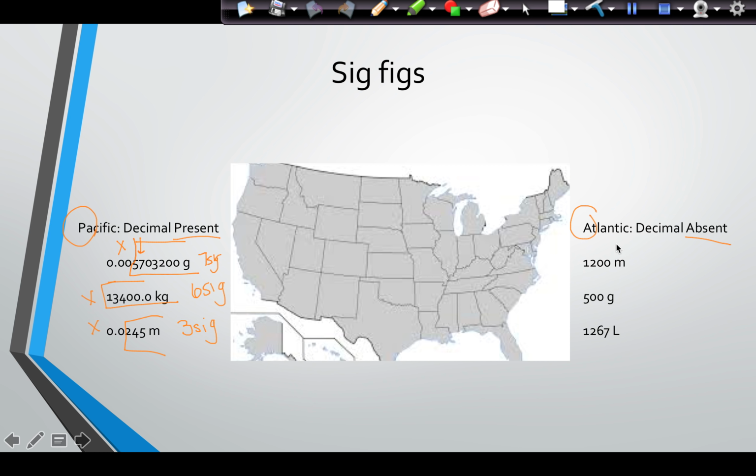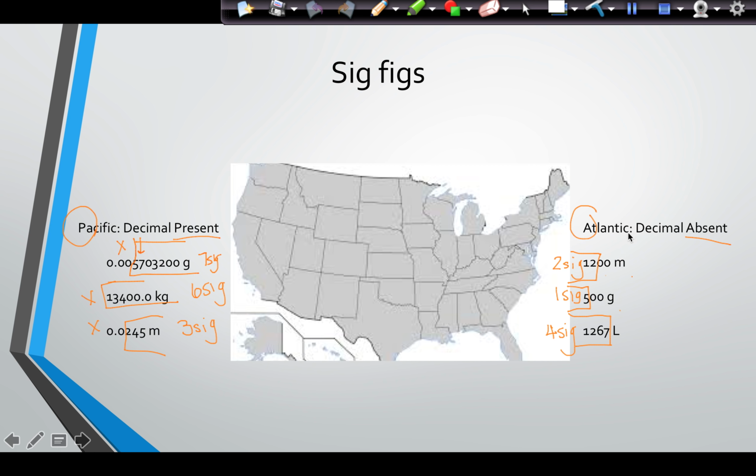When you have a decimal absent, it is the Atlantic zeros that are, sorry, I did this backwards here, that are not significant figures. So here, these are your significant figures. This has 2 significant figures. This has 1 significant figure. And here, there are no zeros at all. So there are 4 significant figures.